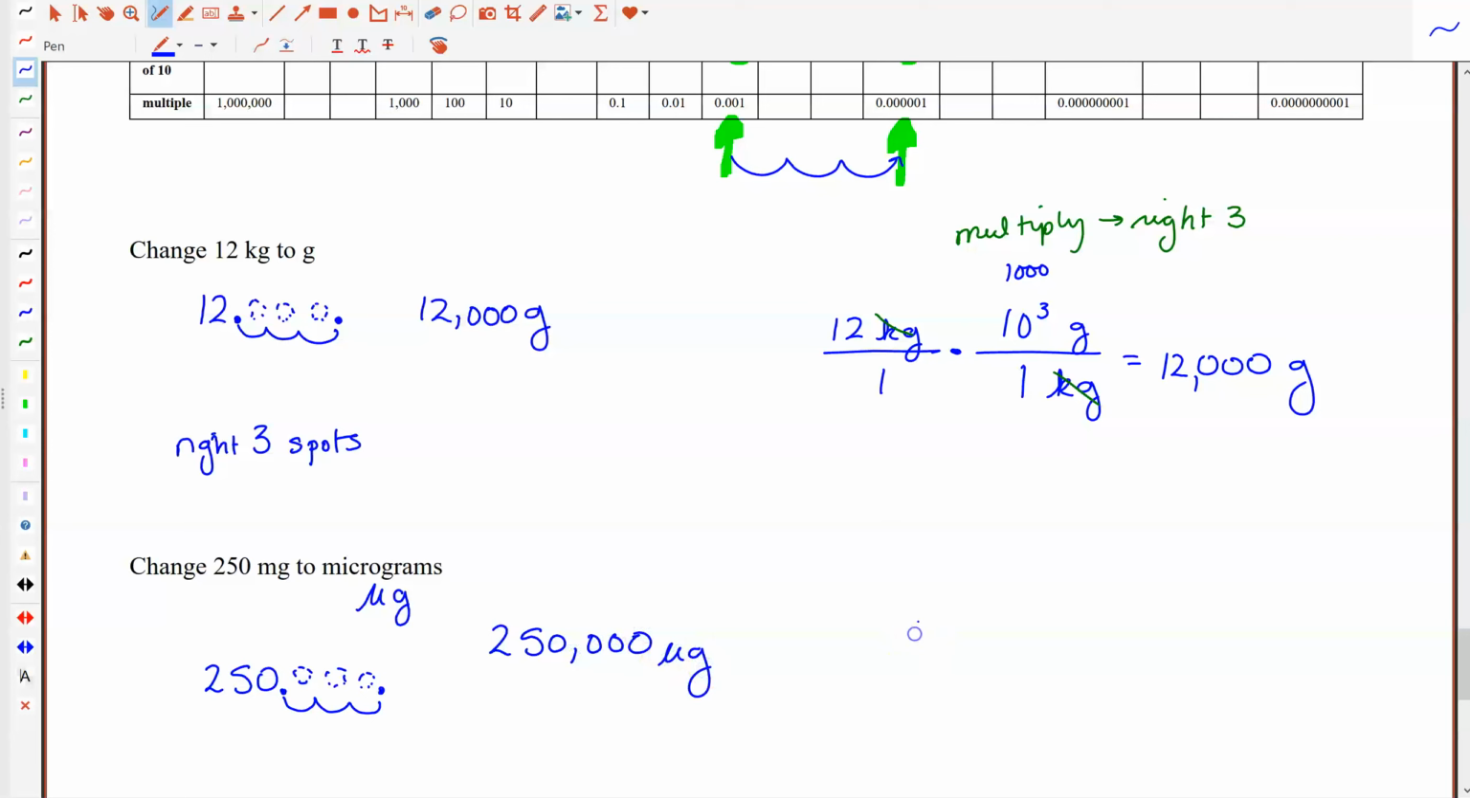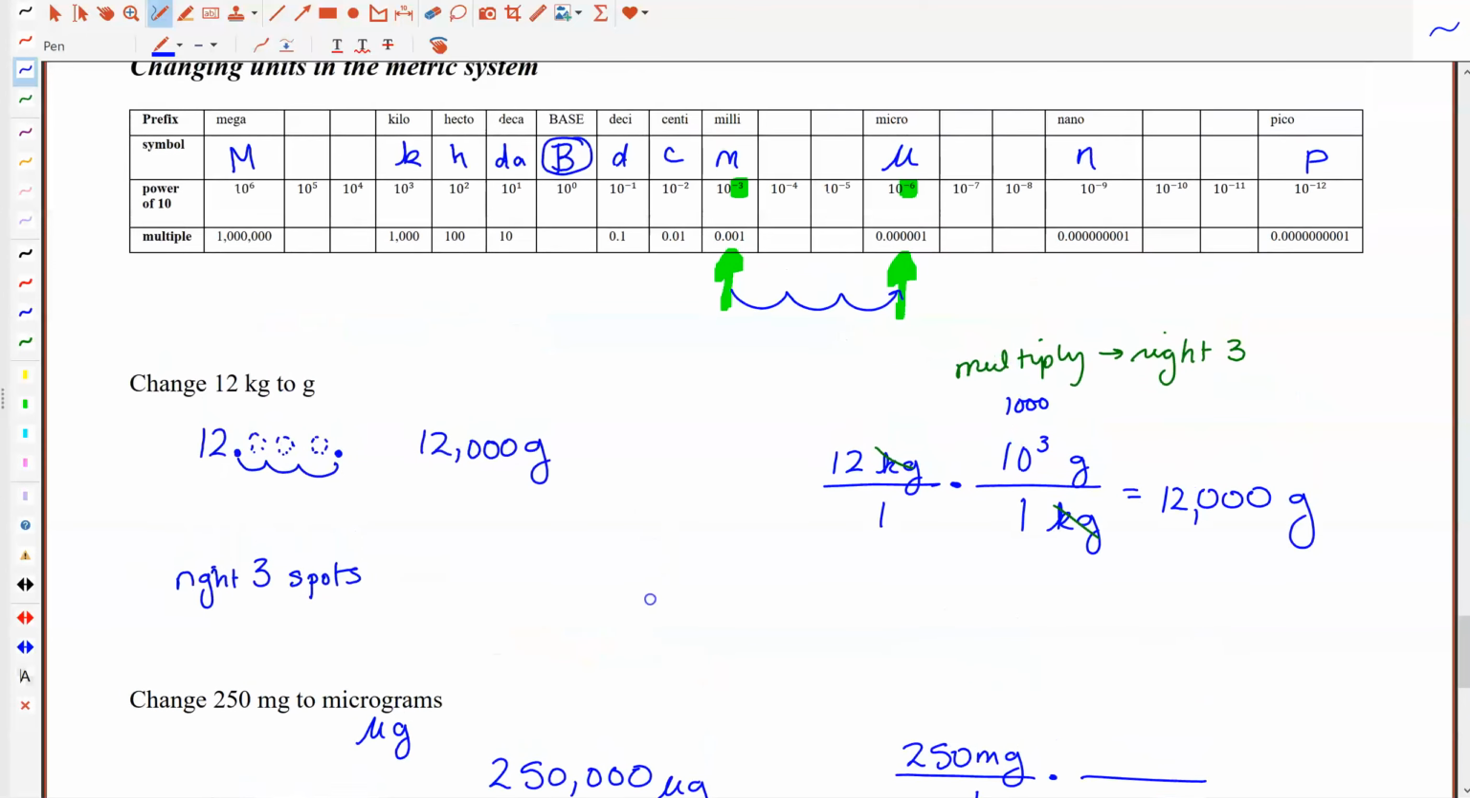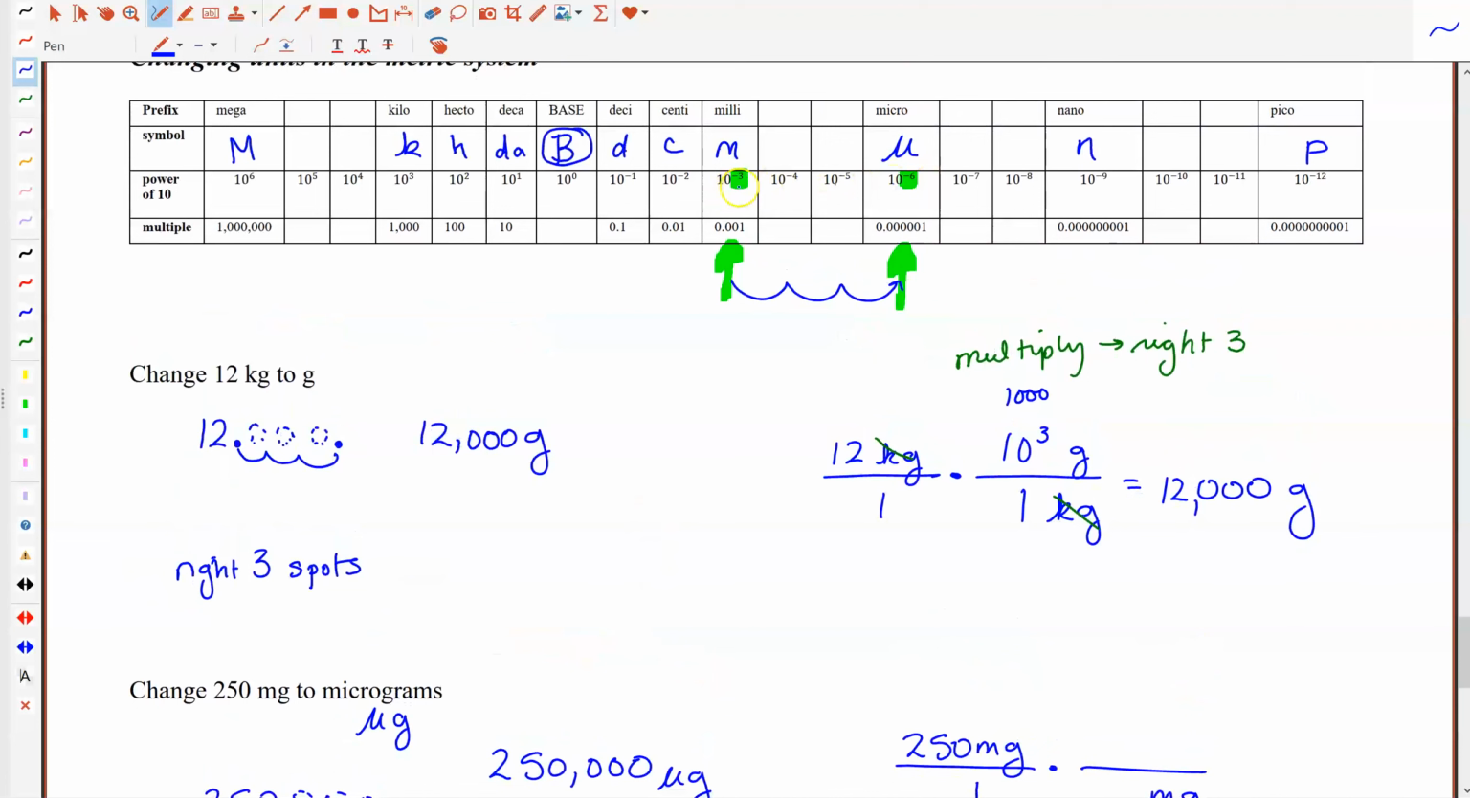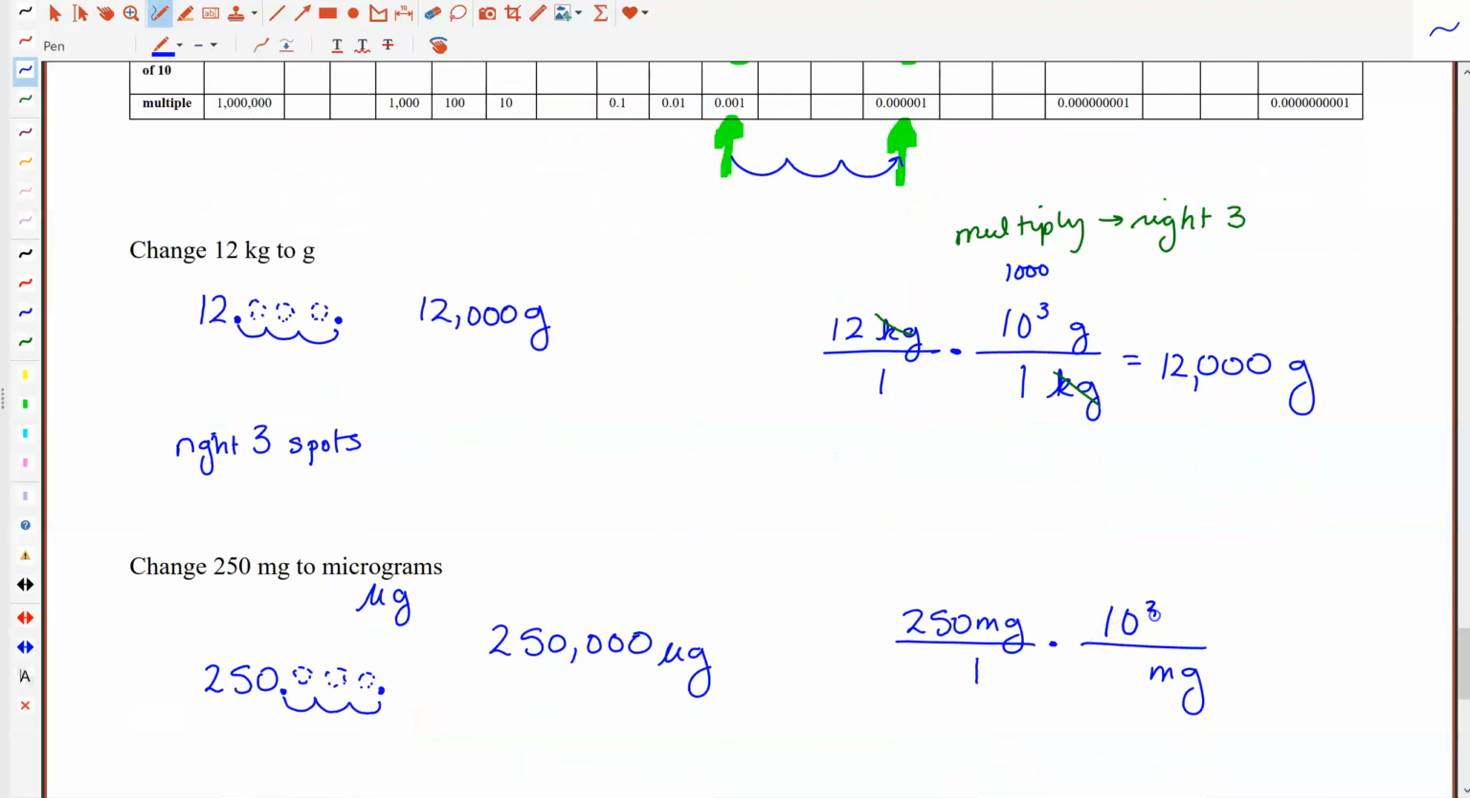Setting this up with a conversion factor, if you prefer that approach, I would have 250 milligrams over 1. I'm going to set up my conversion factor where I'm going to have milligrams on the diagonal. And then looking up here at my table, the exponents are off by 3, with micro being the smaller of the units. So that means I have 10 to the 3rd power micrograms in 1 milligram. I can use that information to fill out my conversion factor. The milligrams on the diagonal cancel, and my final answer would be in terms of micrograms. And then again, because I'm multiplying by 10 to a power, I want to move the decimal point right, whatever the exponent on that 10 is. Because the exponent on the 10 is 3, I want to move the decimal point right 3 spots. So again, I get my 250,000 in micrograms.